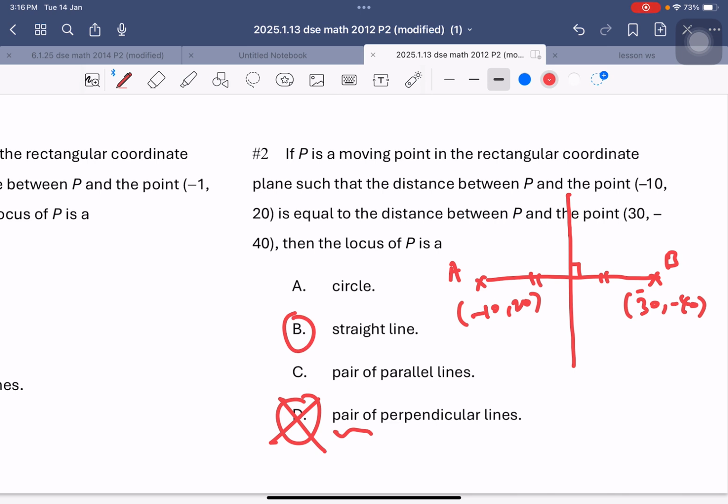Okay, another tricky question. So when doing the DSE, think some more. Although this is actually a perpendicular line, a perpendicular bisector, this is just a straight line. It's not a pair of lines. Okay?